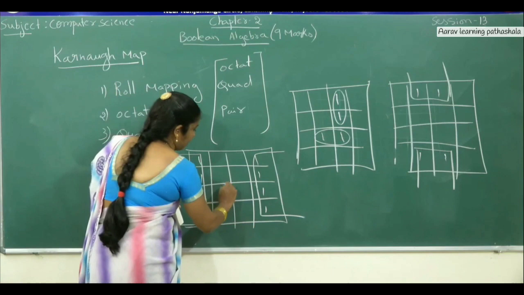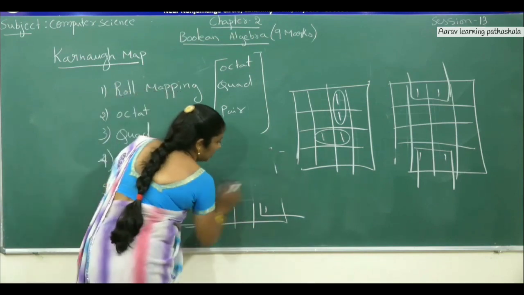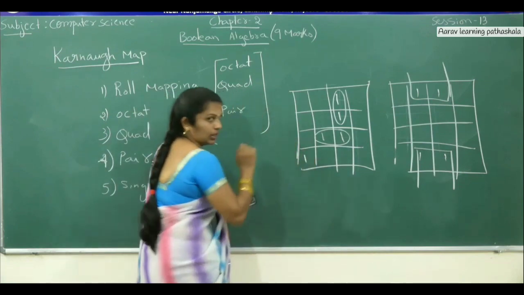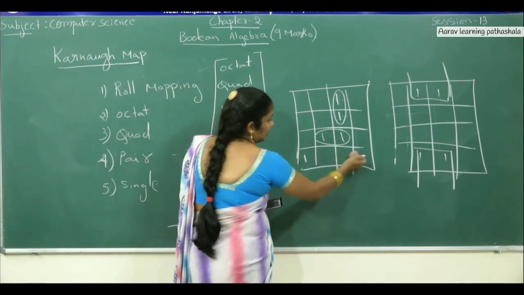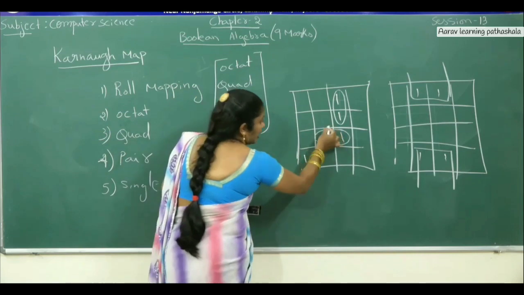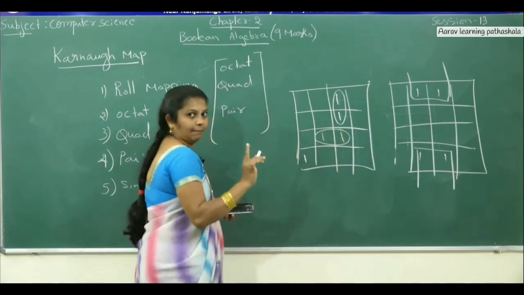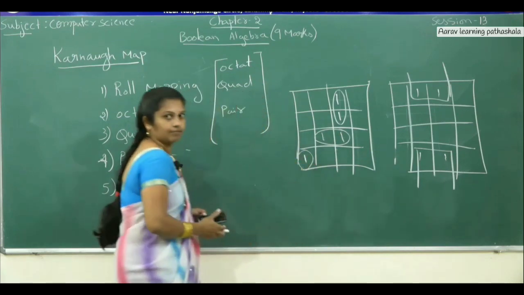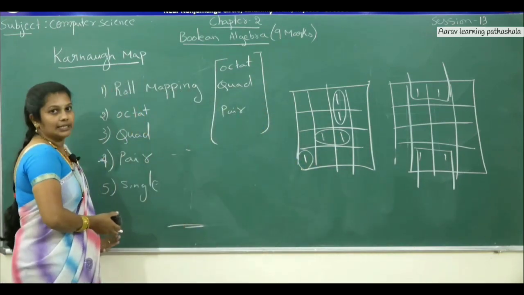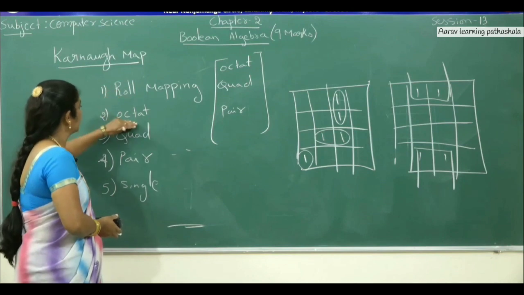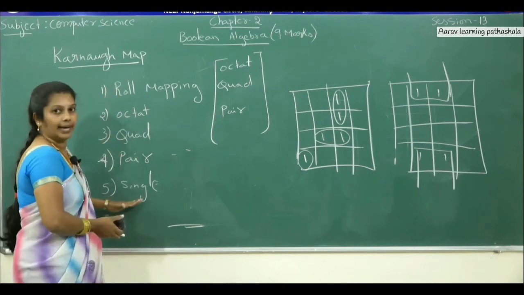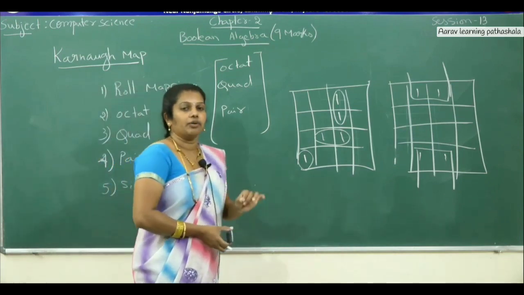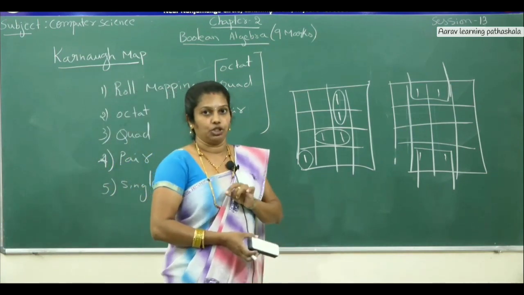For example, here if I am having 1, any one variable, only one variable in the given expression. For example, here I take only 1. I am not able to circle any adjacent 1. In this pattern, if I combine, then it cannot be called a K-map group. Then this is single. First you have to check these rules: roll map, octet, quad, pair, and then single. Finally, after that, you have to write the reduced expression.